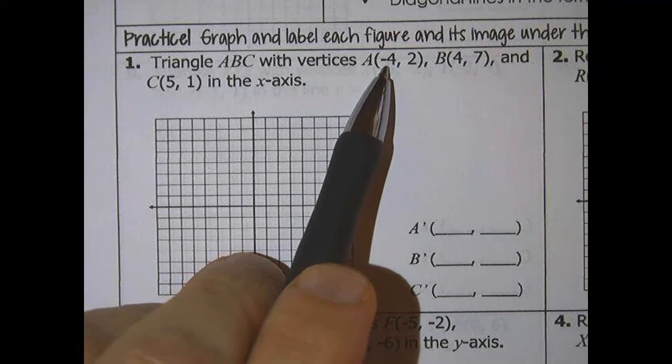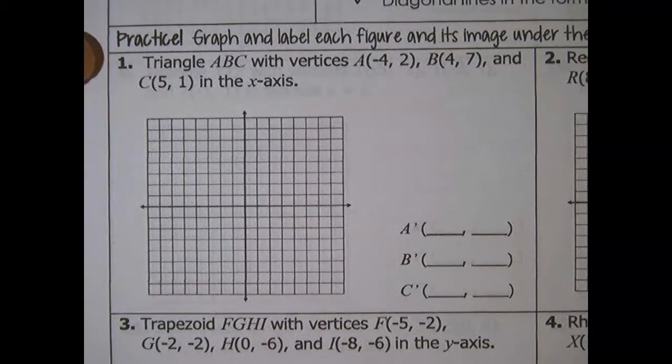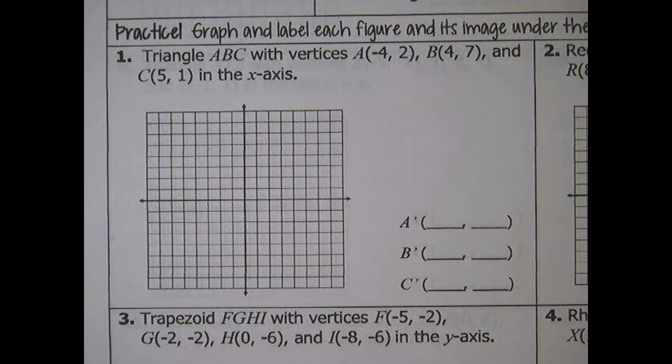If this is negative, it's going to go left. If it's positive, it goes to the right. And this goes up, or up is positive, and down if it's negative. Okay, that's your whole review. At this point, I don't think you're going to need much more.